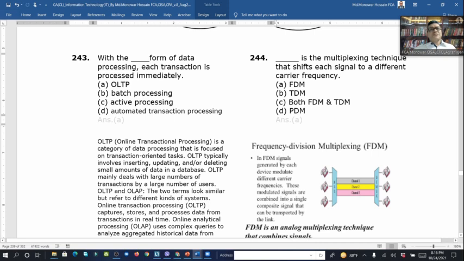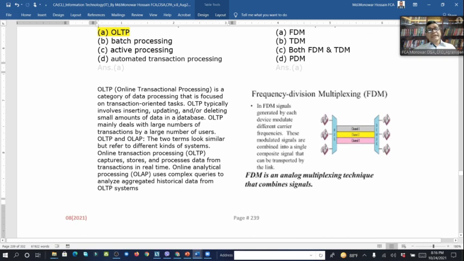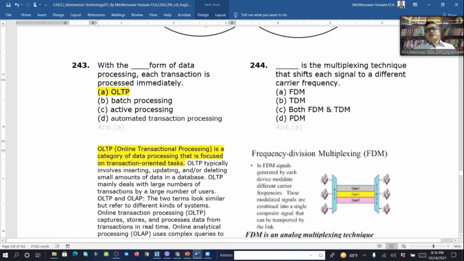Which of the following data processing methods processes a transaction immediately? Here OLTP, batch processing, active processing, automated transaction processing. Here the basic answer is OLTP. OLTP means online transaction processing. So what is that? It is a category of data processing that is focused on transaction-oriented tasks. Online data processing.